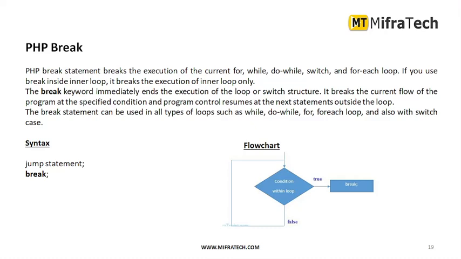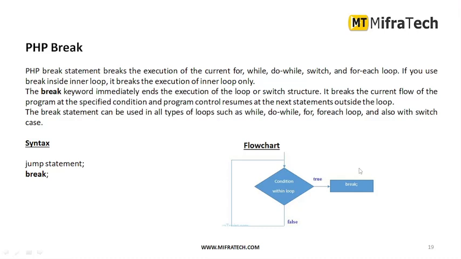If the condition is executed in any for, do while or foreach loop, once the condition is given and the break statement is given, it will stop that condition only. The break statement can be used in all types of loops, while, do while, etc., with the switch case also.